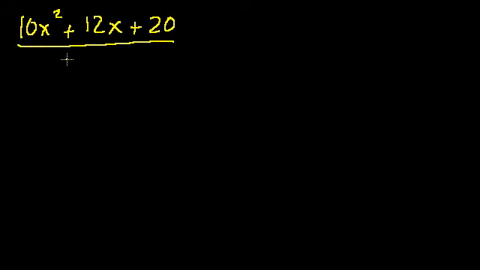Let's see if we can tackle a more complicated partial fraction decomposition problem. I have 10x squared plus 12x plus 20, all of that over x to the third minus 8. The first thing to do with any of these rational expressions that you want to decompose is to make sure that the numerator is of a lower degree than the denominator. And if it's not, then you just do the algebraic long division like we did in the first video.